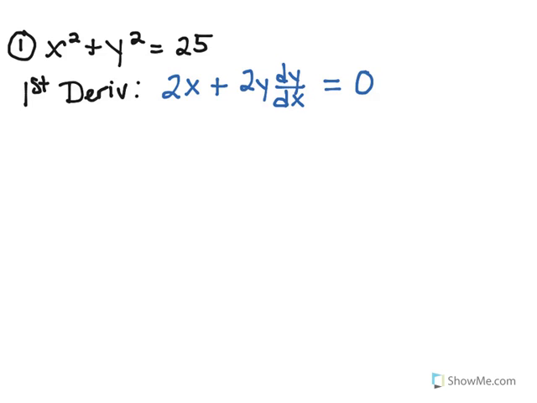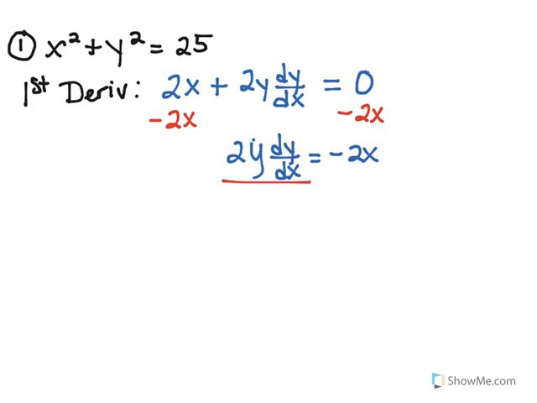Now we need to rearrange this so it says dy/dx equals. So we are going to subtract 2x from both sides to get 2y dy/dx is equal to negative 2x. And then we're going to go through and divide by 2y. And we're going to end up with our first derivative, dy/dx, is equal to negative 2x over negative 2y. The 2's can cancel off to give us just negative x over y.